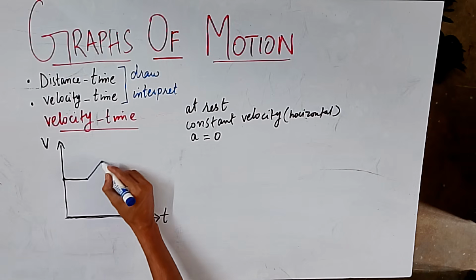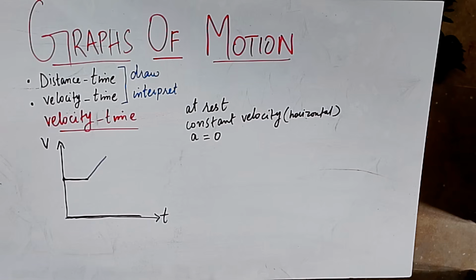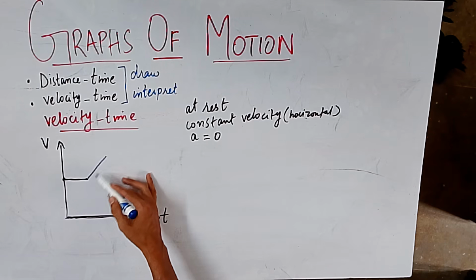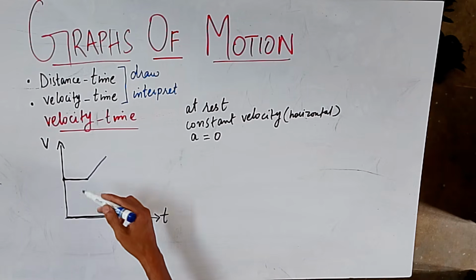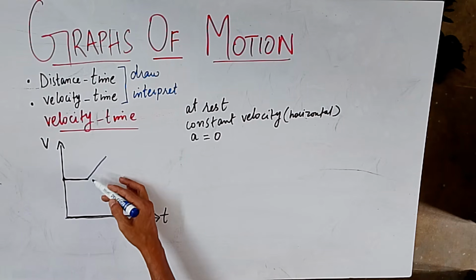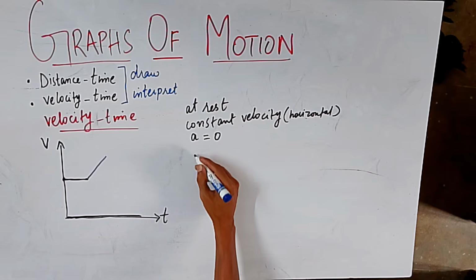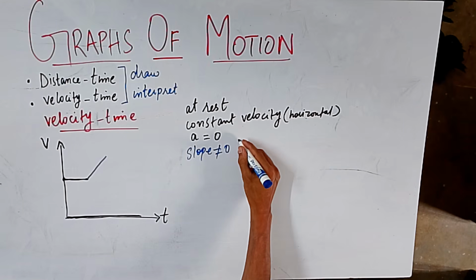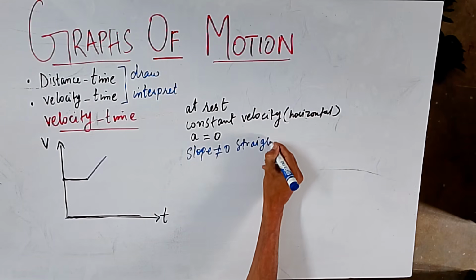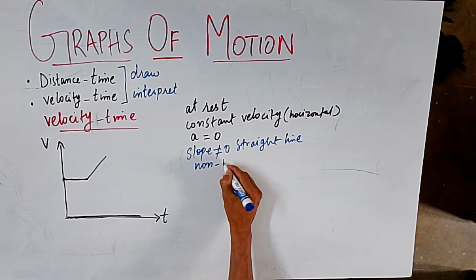Or a line with slope, like this. So it is not showing the constant velocity. Remember, in a distance time graph, the straight line with some slope is showing constant velocity, but in a velocity time graph, the straight line with some gradient or slope is not showing constant velocity, it is showing non-uniform velocity. So slope not equal to 0, straight line, showing non-uniform or non-constant velocity.